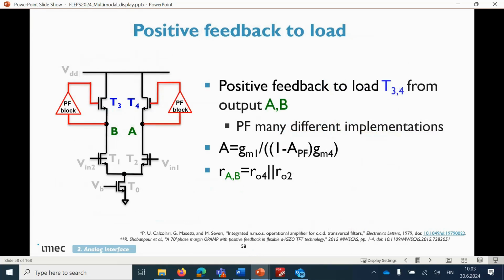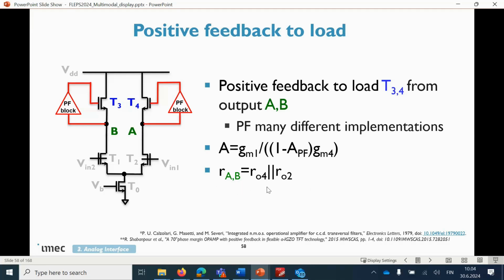Another proposed technique, which actually happened many years ago in the 80s first, and then came also to TFT from various different groups, with many different implementations out there. I will show a couple of them here today. You apply a positive feedback again from the outputs to the load transistor. And in this case, you get a gain which is represented here in this equation. And here again, you have to be careful that this term doesn't become 1 or larger, because then you will have an unstable system.